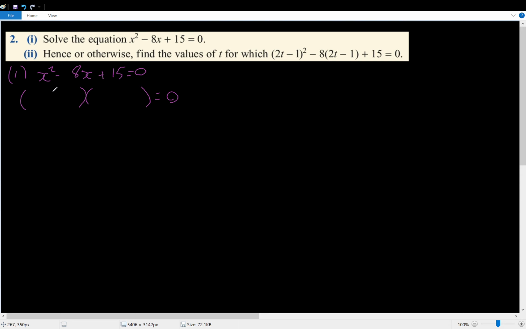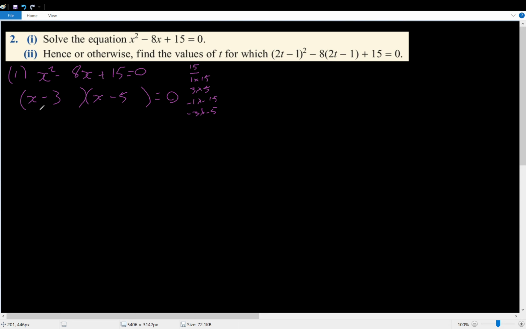The first term in each bracket is going to be a factor of x squared, so it's going to be x and x. The second term in each bracket is going to be factors of 15 that sum to 8. Our factors of 15 are 1 times 15, 3 times 5, or minus 1 times minus 15, and minus 3 times minus 5. Minus 3 minus 5 will be equal to minus 8, so it's going to be minus 3 and minus 5. So we have x minus 3 and x minus 5.